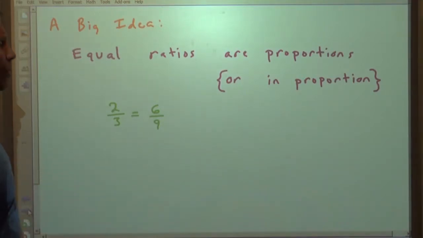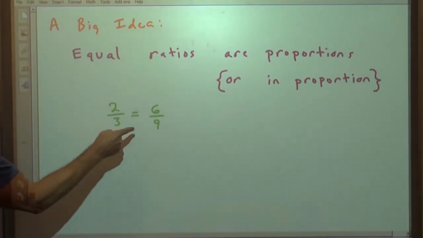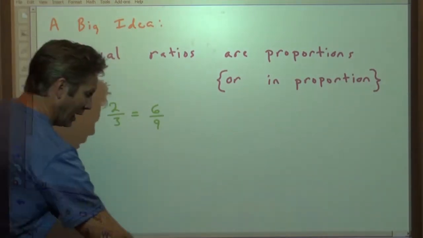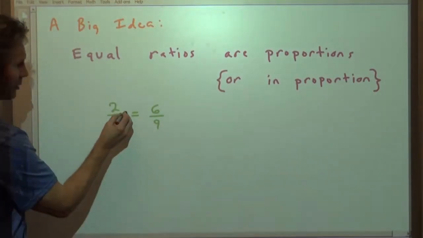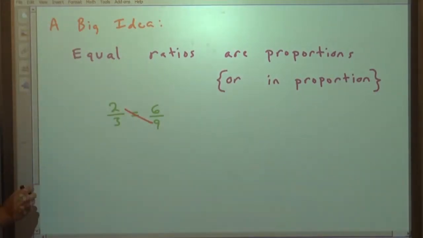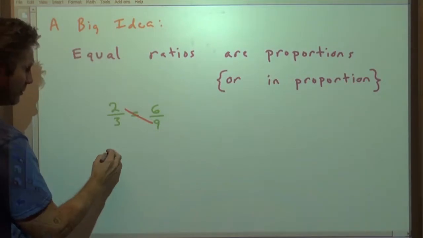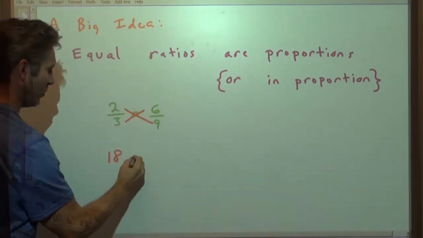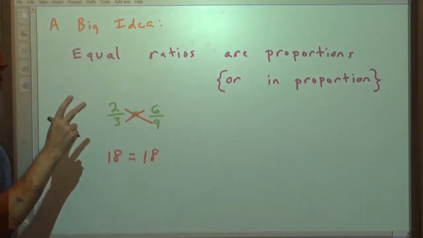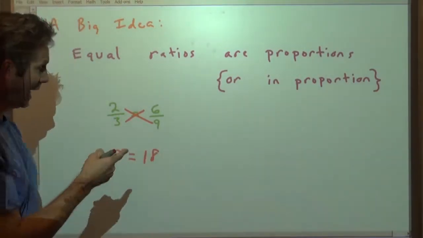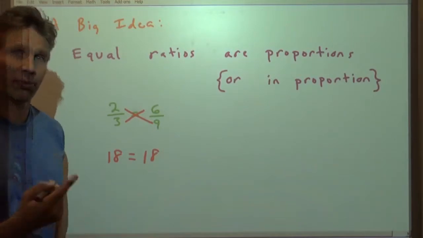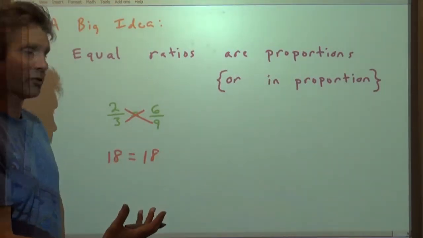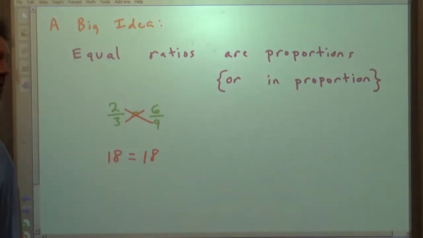If you have equal ratios, they are proportions, or they're said to be in proportion. So this fraction is equal to that fraction, and because of that, we should be able to cross multiply and know that the results are the same. 2 times 9 is 18, and 3 times 6 is also 18. So any two fractions that are in proportion have this characteristic. Their cross products, because product is what you get when you multiply, are going to be equal.